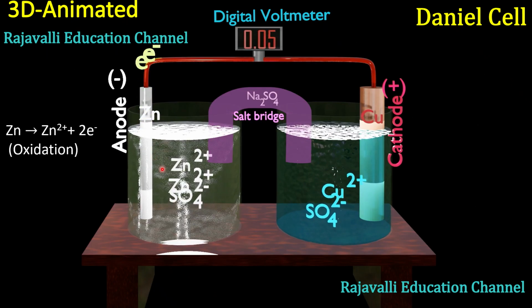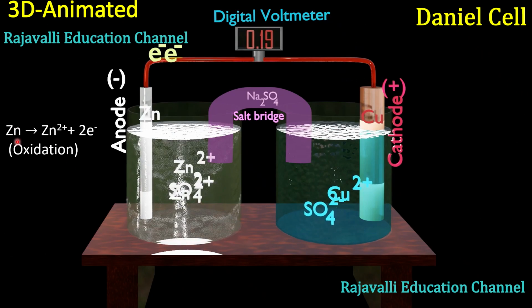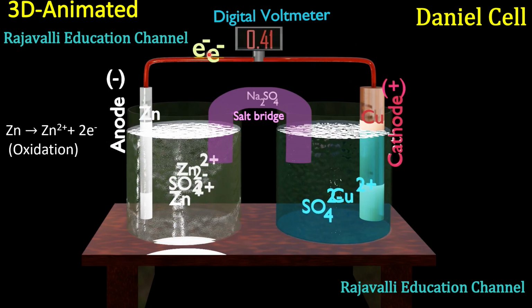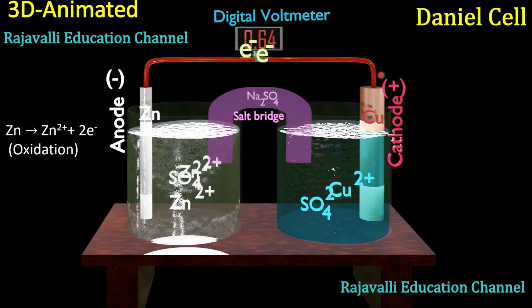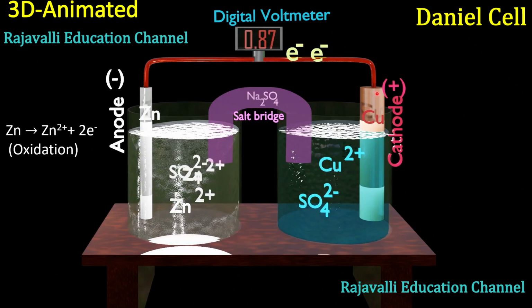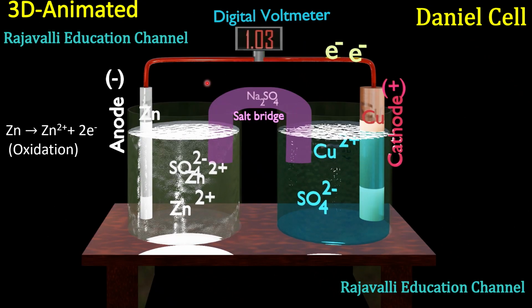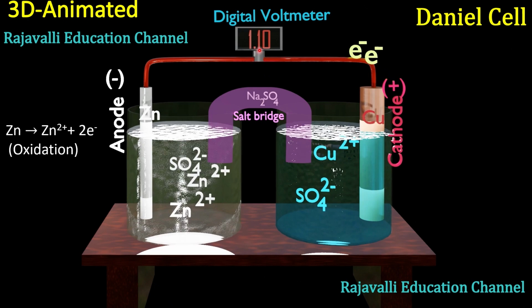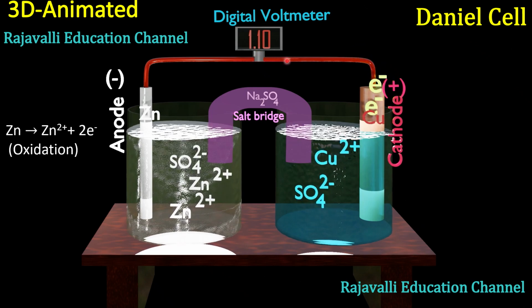At the zinc anode, oxidation occurs, that is, zinc gives zinc 2 plus and 2 electrons. These 2 electrons travel through the external circuit to the cathode. As a result, a potential difference of about 1.1 volt is produced.